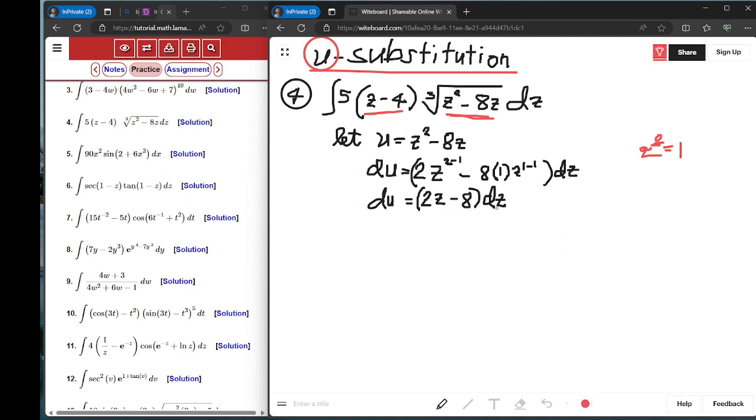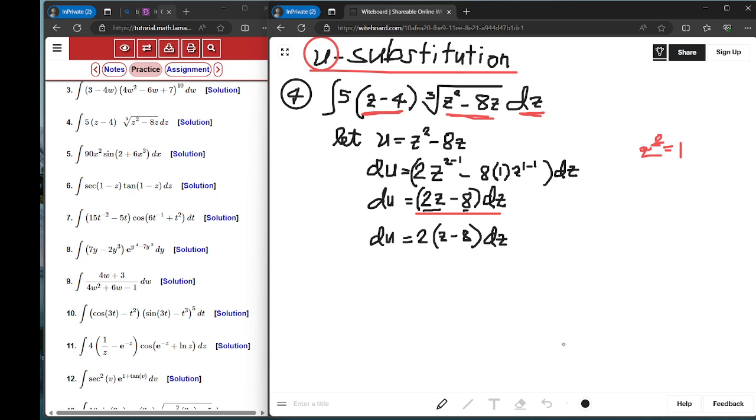If we take a look at the given, we have here z minus 4, but here we have 2z minus 8. We want this part to be the same as the z minus 4 and dz. One thing we can do is factor out 2, as 2z and 8 are both divisible by 2. What would be left are z and 4, so that would be 2 times z minus 4, and that's equal to du.